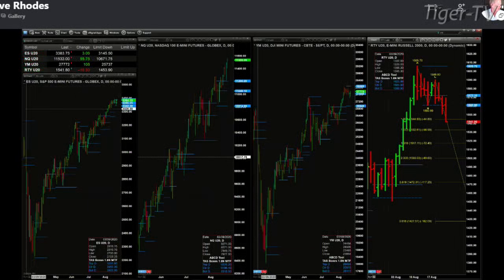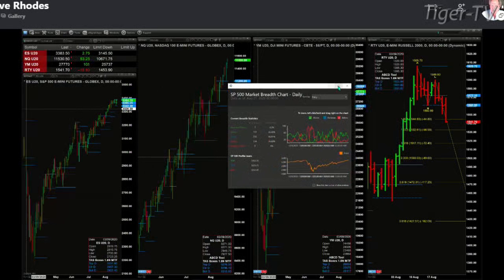Really interesting markets. When I say interesting markets, the S&P 500, it's up at its highs. It's up at resistance levels. It still has a valid topping signal. New York Stock Exchange is oversold.